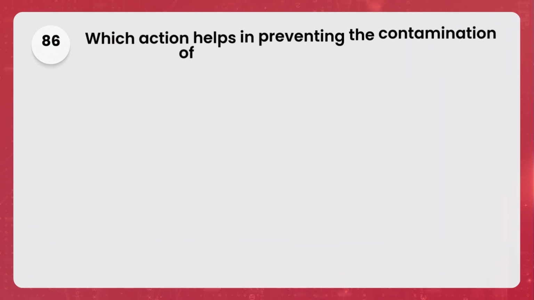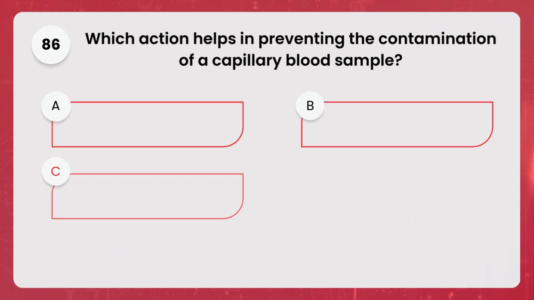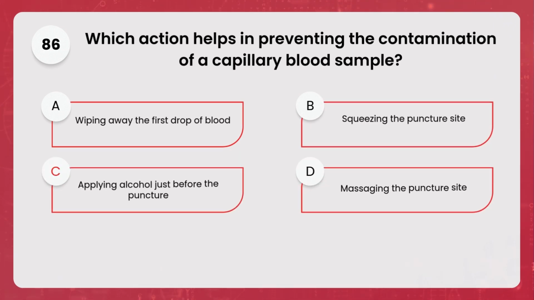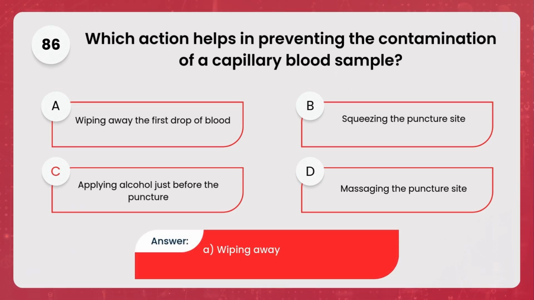Number 86. Which action helps in preventing the contamination of a capillary blood sample? A. Wiping away the first drop of blood. B. Squeezing the puncture site. C. Applying alcohol just before the puncture. Or D. Massaging the puncture site. The answer is A. Wiping away the first drop of blood.